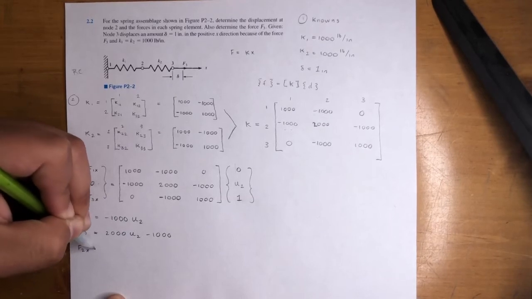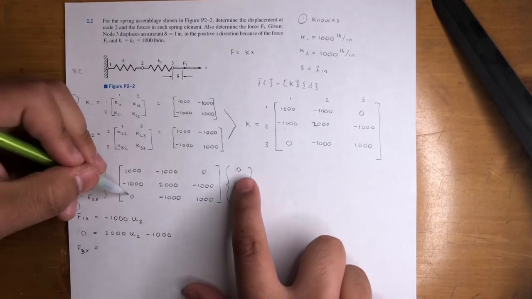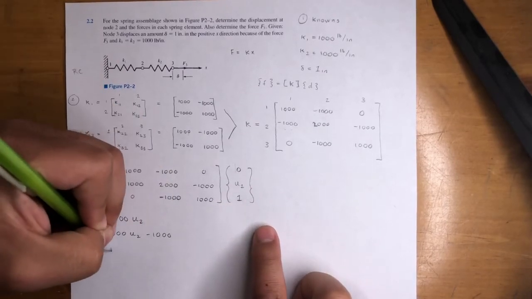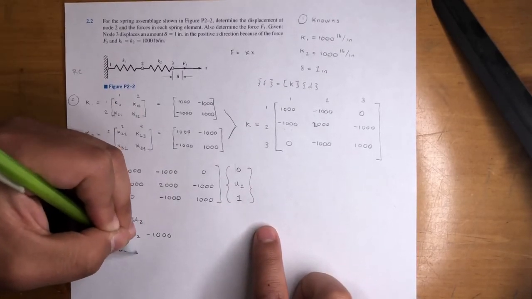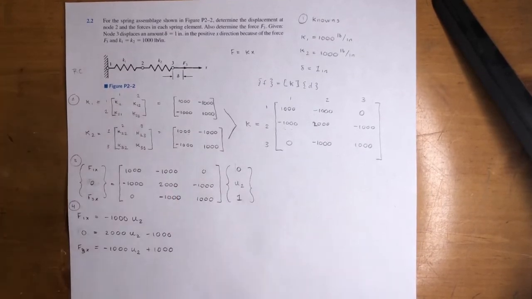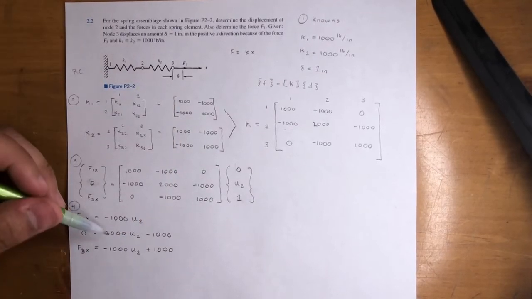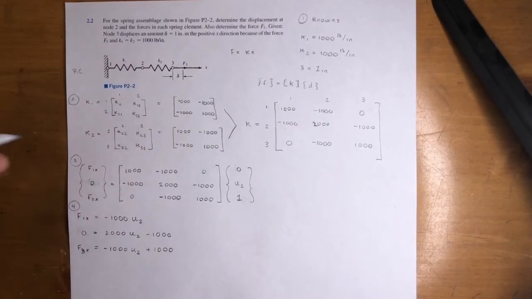F3x, I'm sorry. F3x is equal to 0 times 0 minus 1,000 U2 plus 1,000. So cool, we got 3 equations, 3 unknowns. That means we could solve this. So look, check it out.